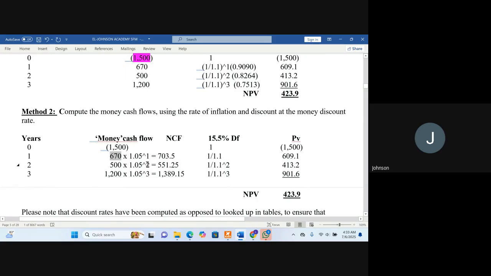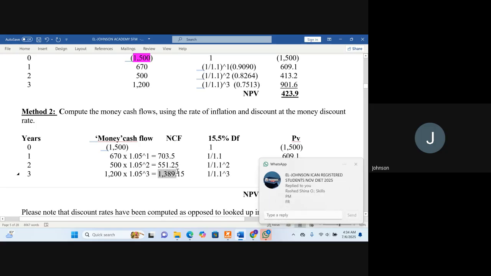So the best thing to do is use this formula. When you say 105 divided by 100, the answer you get is 1.05. Now you raise it to the power of 1, you get this answer. 1.05 raised to the power of 2, you multiply by 500, you get this answer. Then multiply by 1.05 raised to the power of 3, you get this answer.